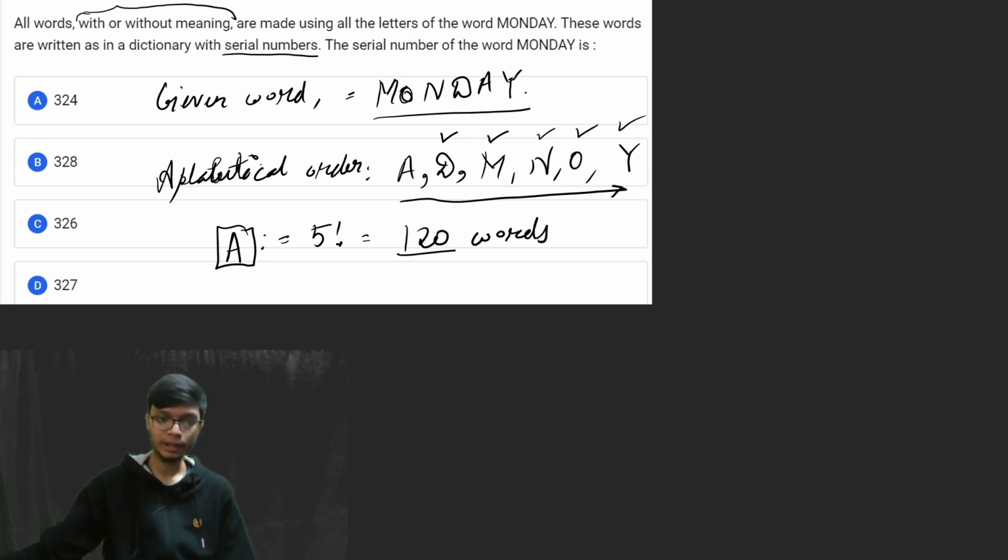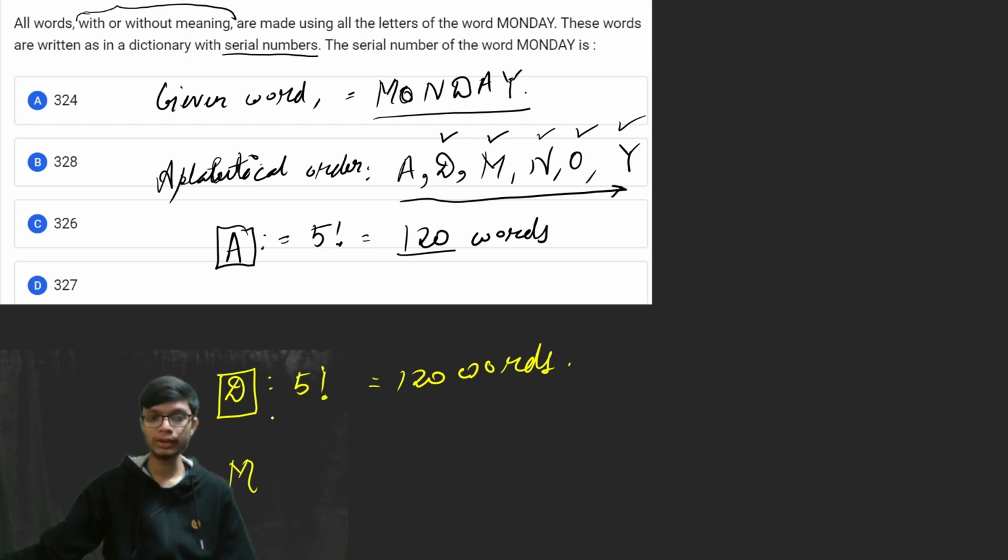Similarly, all the words which have D in the beginning will also have 5 factorial ways of arranging themselves, and they will again be 120 words. Now if you look at M, M is the required letter, because we have to look for the rank of Monday.